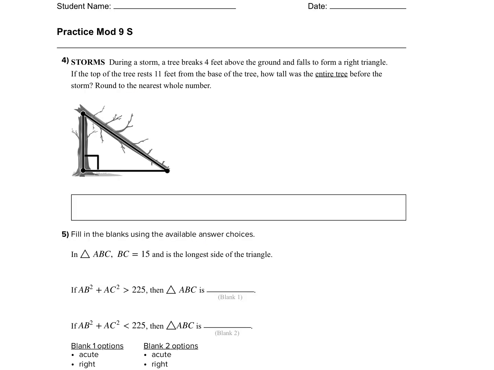Okay, number 4. During the storm, a tree breaks 4 feet above the ground and falls to form a right triangle. Okay, so if a tree breaks at 4 feet above the ground, so that's 4. If the top of the tree rests 11 feet from the base, so here's the top of the tree, okay, it fell over, and it rests 11 feet from the base of the tree, which is here, so that means from here to here is 11, okay. How tall was the entire tree before the storm?